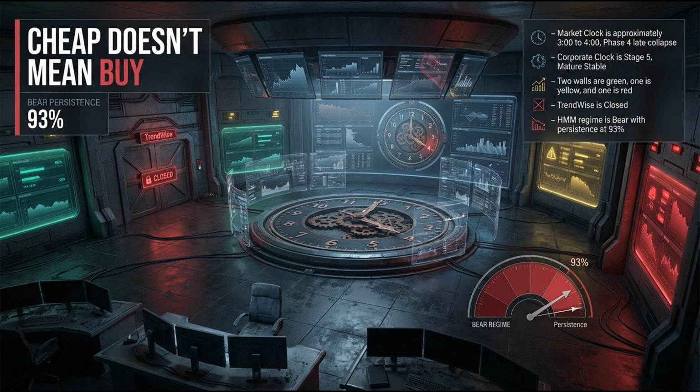TrendWise is definitively closed, meaning our defensive gating mechanism has sealed the asset off. There is no buy crossover present. The gates are locked. The hidden Markov model registers a bear regime with 93% persistence. The Shannon entropy is severely compressed, resting at the 15th percentile.